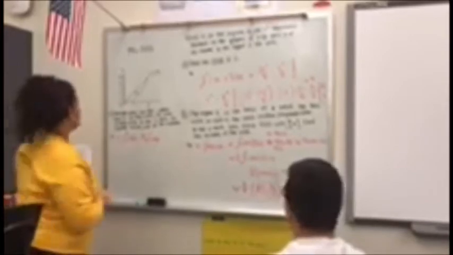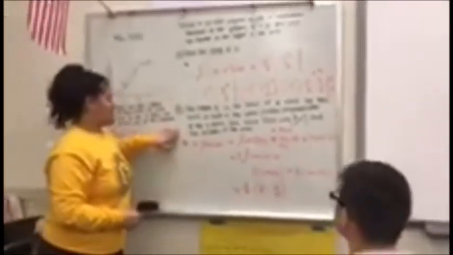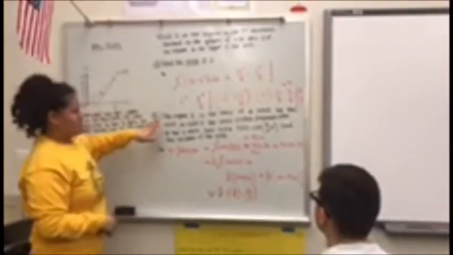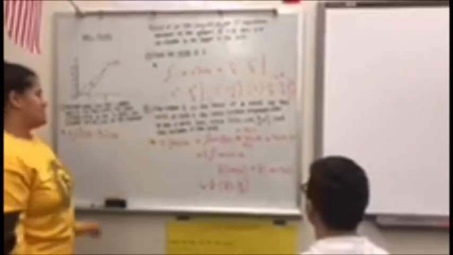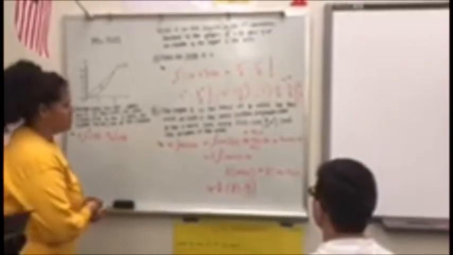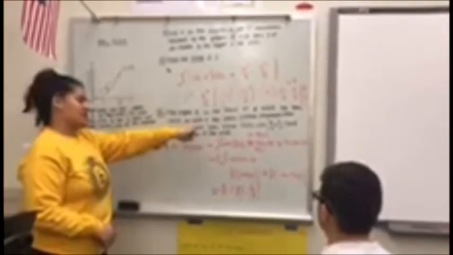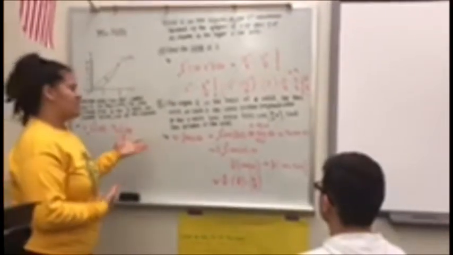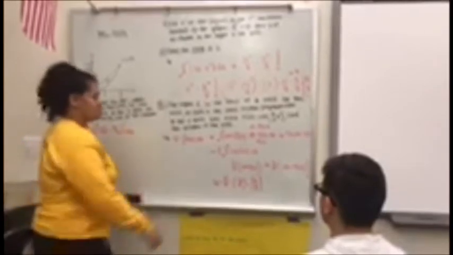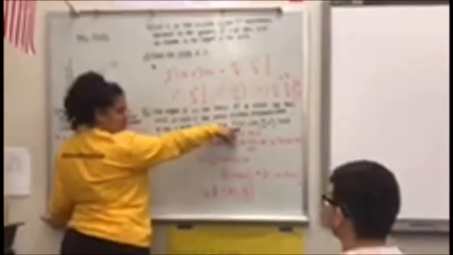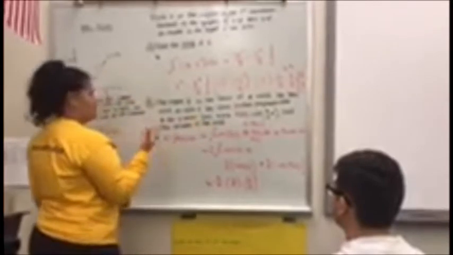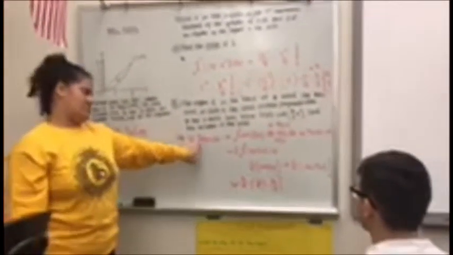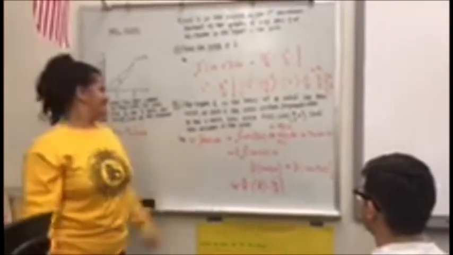Any questions? Okay. B, this is the one that has the U-substitution, right? So it says the region R is the base of a solid. For this solid, at each x, the cross-section perpendicular to the x-axis has area A of x equals sine of pi over 2 times x. Find the volume of the solid. So in order to find the volume, volume is going to equal this with respect to x.